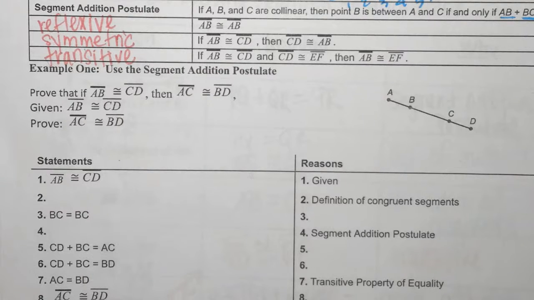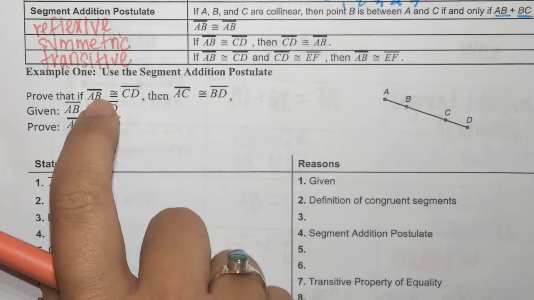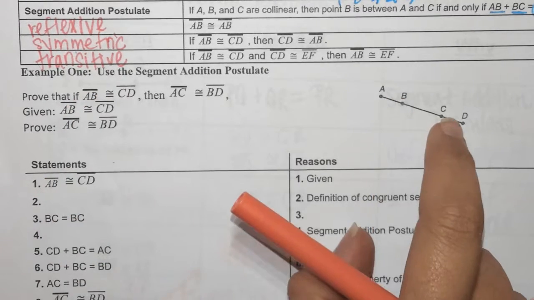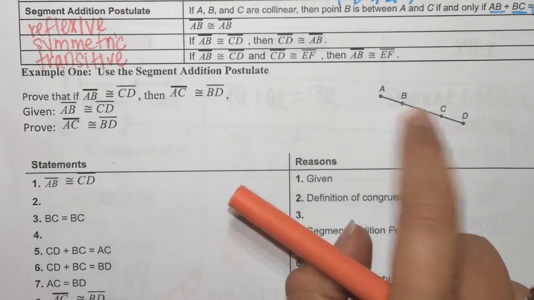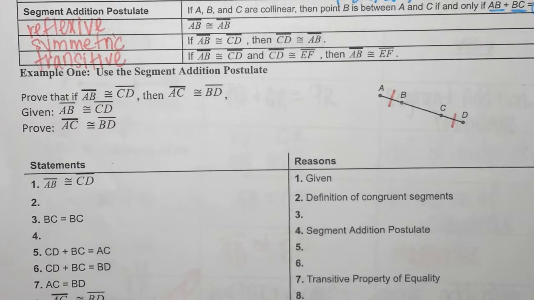So this says to use the segment addition postulate to prove this. Alright, so we're trying to prove that if AB is congruent to CD, then AC is congruent to BD. So we know that these two things right here are congruent. The tick marks mean that they're congruent. Put the tick marks.